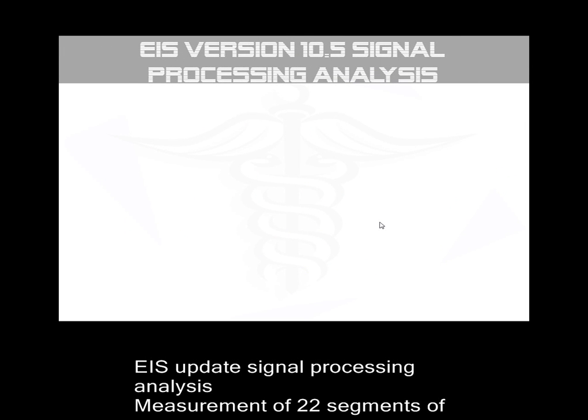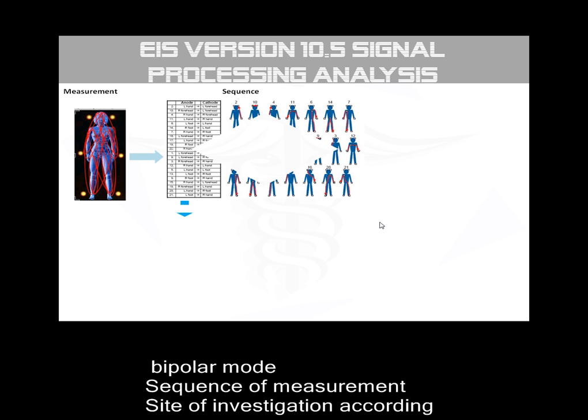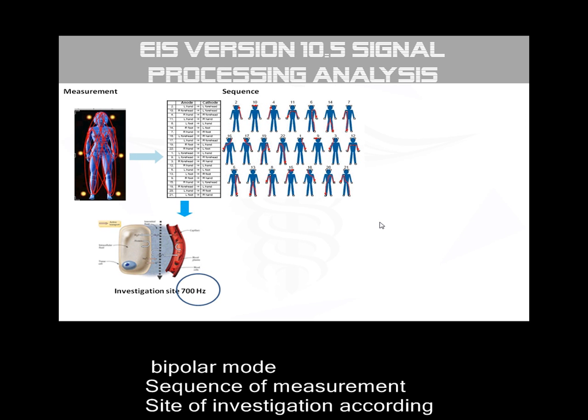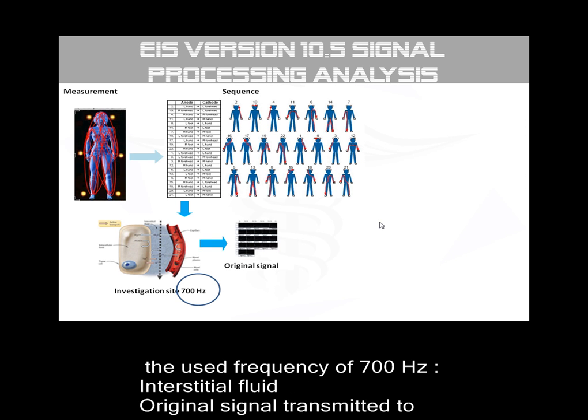EIS update signal processing analysis. Measurement of 22 segments of the human body in bipolar mode. Sequence of measurement. Site of investigation, according to the used frequency of 700 Hz, interstitial fluid. Original signal transmitted to the software.